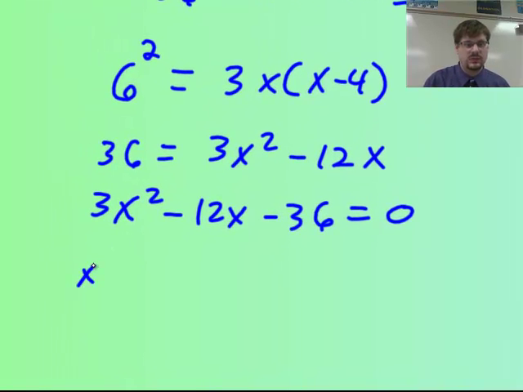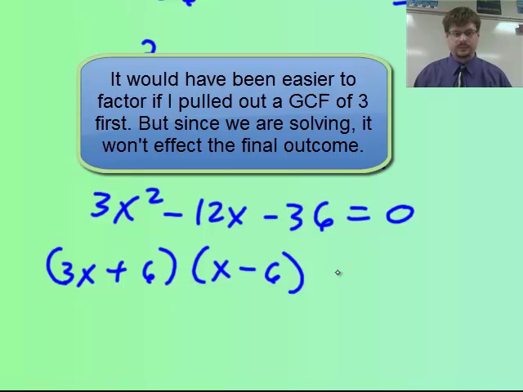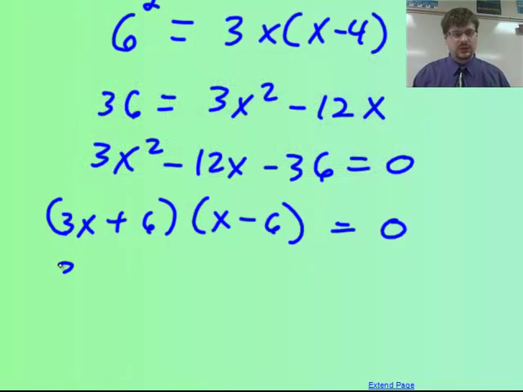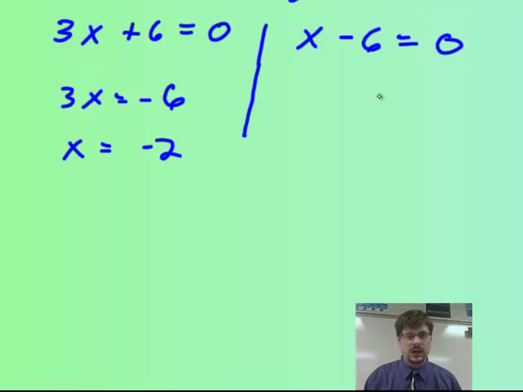And let's see, I think that's going to be 3x and positive 6 times x minus 6, which equals 0. I'm going to set each one equal to 0, so I'll have 3x plus 6 is equal to 0, and I'll have x minus 6 is equal to 0. Solving both of these out, 3x equals negative 6, x is going to equal negative 2, and this one, x is going to equal positive 6.